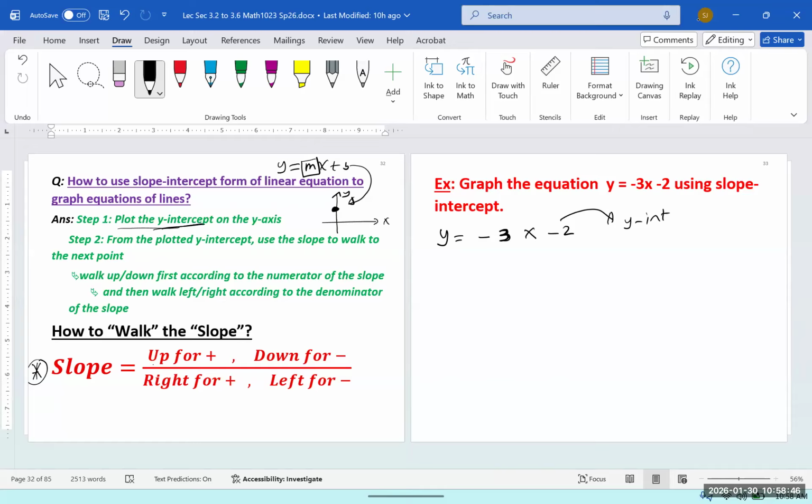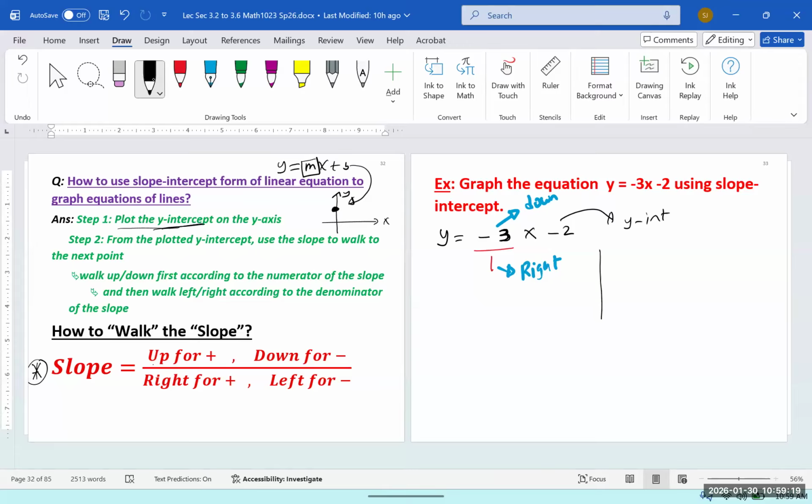Put a 1 under it. Good job. So we have negative 3 over 1. Every number or every variable or anything can have 1 on the denominator. So now we have negative 3 on the numerator. Negative on the numerator means you have to go down. And then from that position, we have positive 1 on the denominator. That means we are going to go right from there.